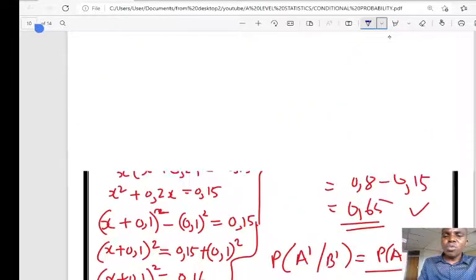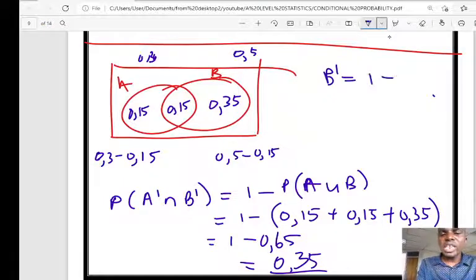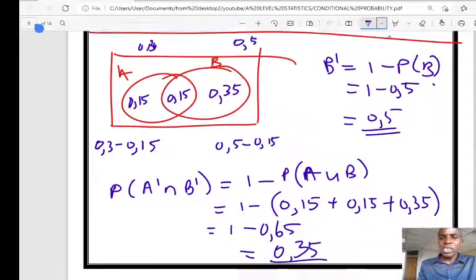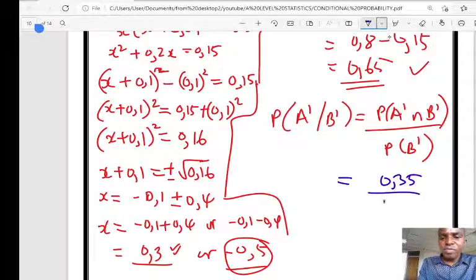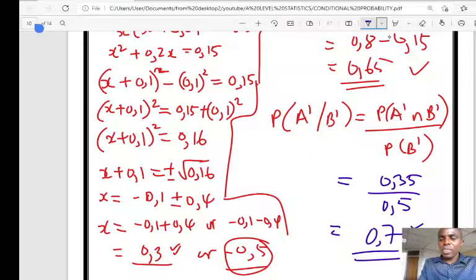over probability of B complement. What is outside B? In this case, B is 0.5, which means B complement is equal to 1 minus probability of B, which is 1 minus 0.5, which is 0.5. That's B complement. So you say over 0.5, then divide the two, 0.35 divided by 0.5, you get 0.7. Then you can say done. Next question.